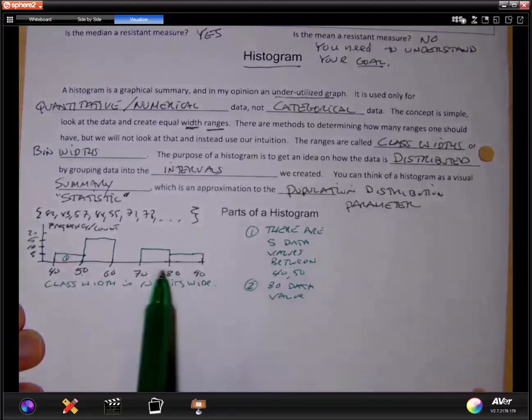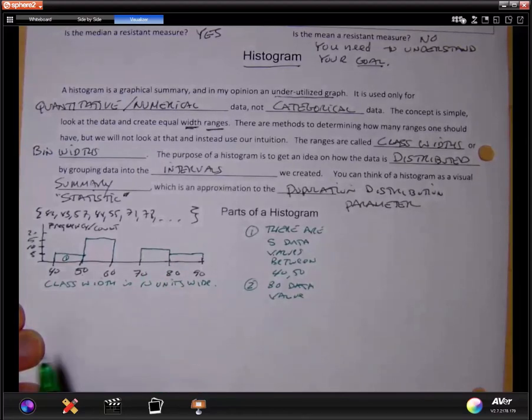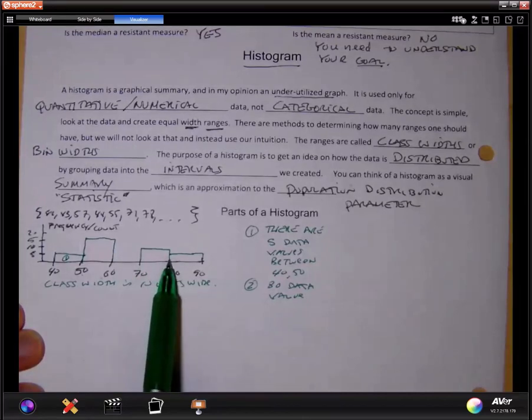Where does that 80 go? After all, 80 is right here, right at this cutoff point. So does 80 get counted for this rectangle or does it get counted for that rectangle? And the answer is it depends on what you want to do. But once you establish your rule, you need to be consistent throughout the entire data set.